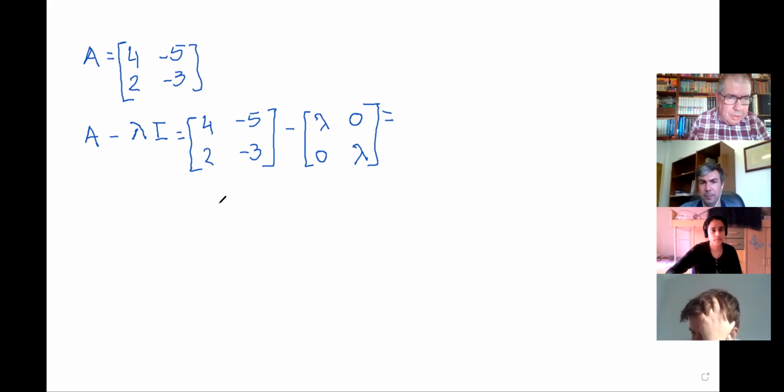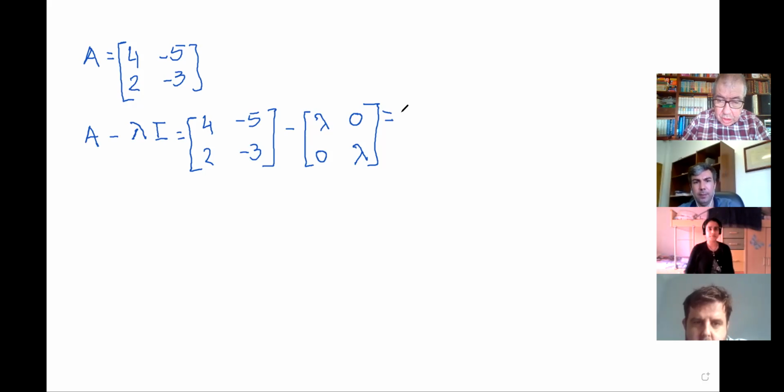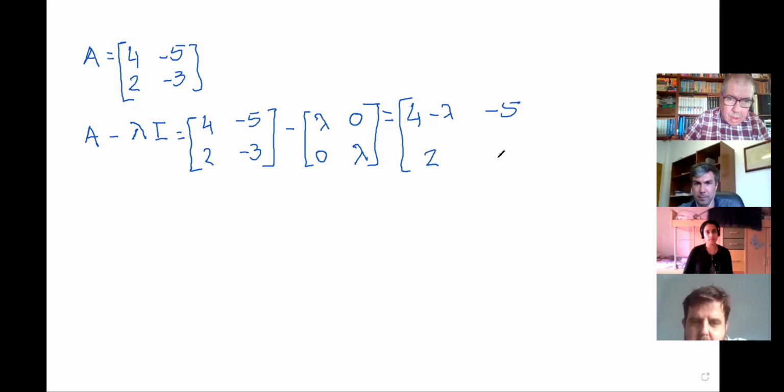So, the subtraction of these two matrices. What shall I place here? Let the others answer now. How do I subtract matrices? It's the subtraction of the corresponding positions. So here it's 4 minus lambda. Here, minus 5. Then 2. And then minus 3 minus lambda.